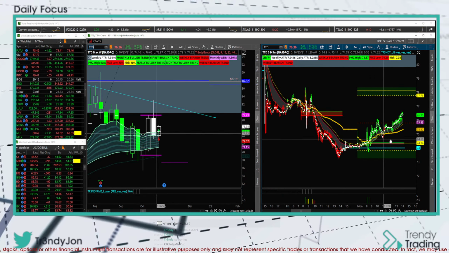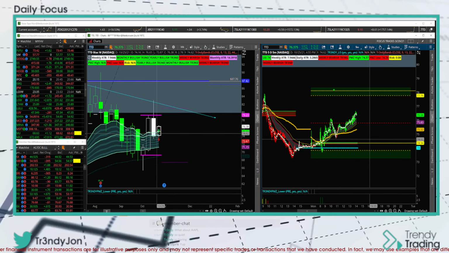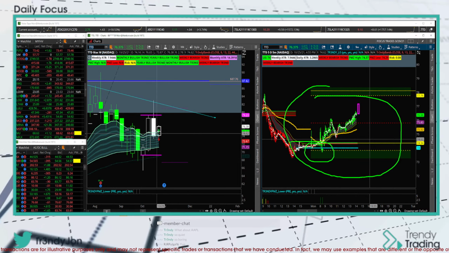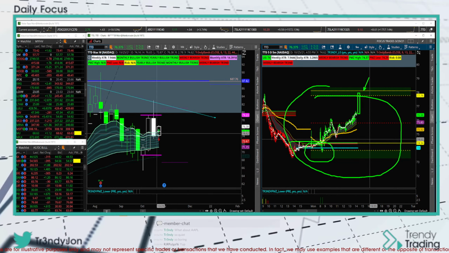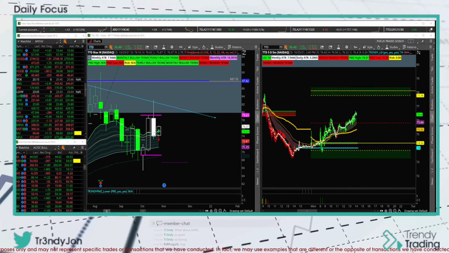You can see we have buy signals. Matter of fact, here's a great lesson. These are trendy levels here. We buy at the lower level and we look to trade it up into the upper level. Pretty straightforward. So again, good trade there on TTD.